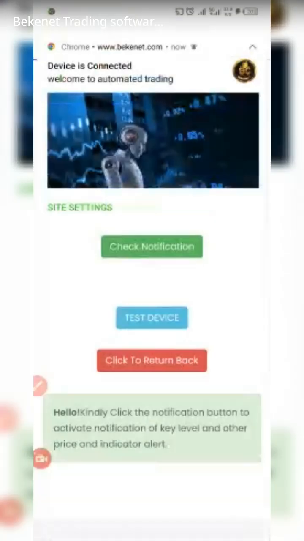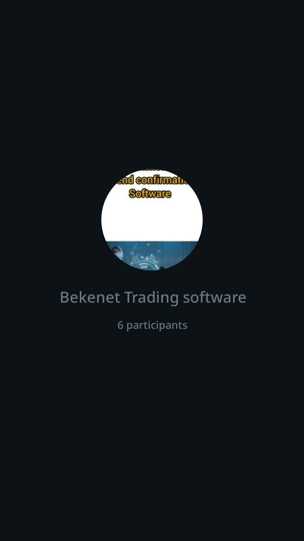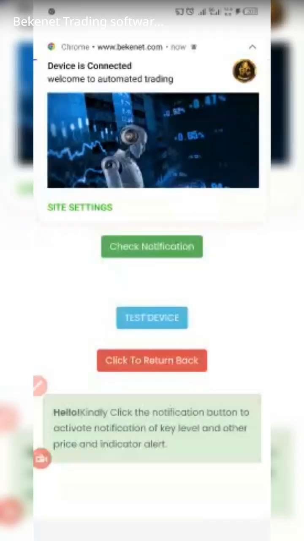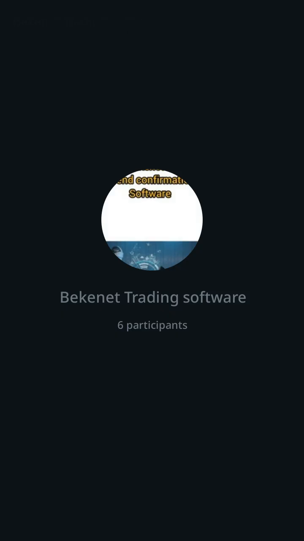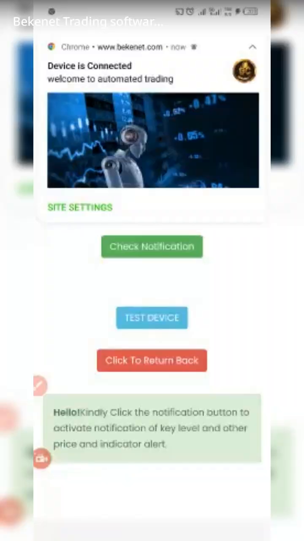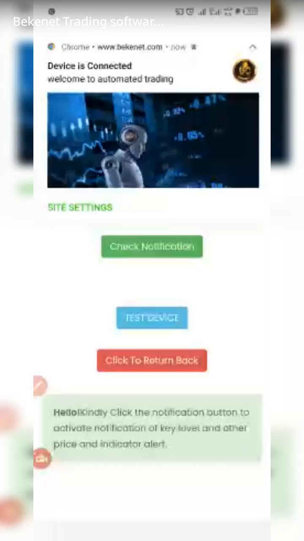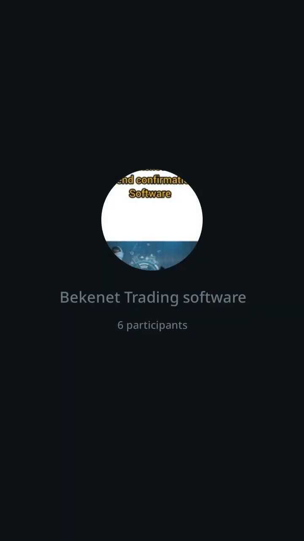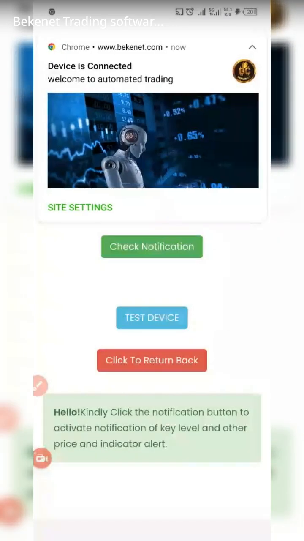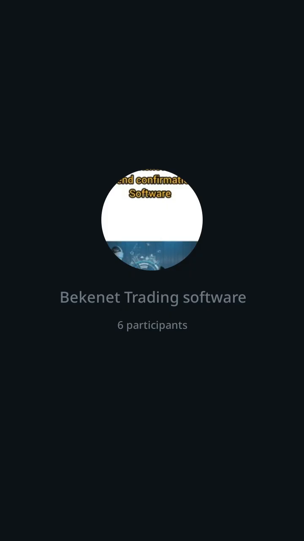If you do not see this message saying device is connected, welcome to automated trading, that means you cannot receive notification alerts. Always make sure this is working before you subscribe so that we will not be having back and forth issues. If it's not working, there's no need for you to subscribe, except you want to use the manual aspect to check for Smash 100. Always make sure you see this message that you're seeing here. Are you seeing it? If you do not see it, please don't subscribe. I don't want issues.